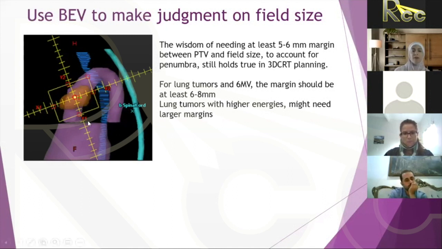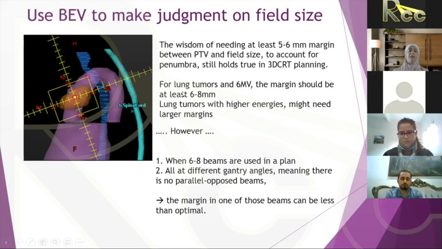So that's why I'm making a big deal about this part here being closer, like 5 millimeter. If this was in the brain, it shouldn't be a problem. 5 millimeter from PTV to beam edge is enough to build up to maximum dose in brain, but not in low density tissue, right? So, any questions so far on the concepts that we mentioned? The use of beam eye view to choose gantry angle, collimator angle, and to play around with the field size.